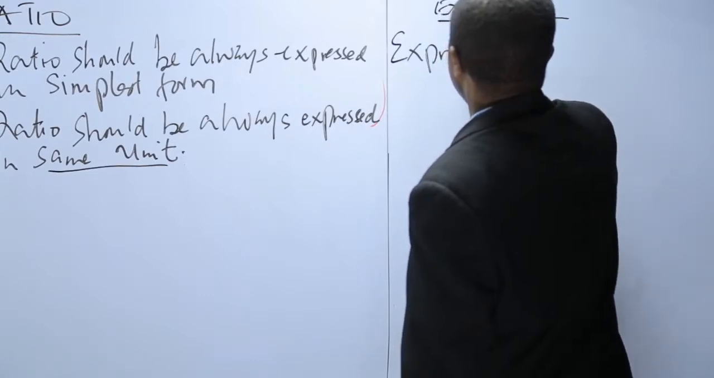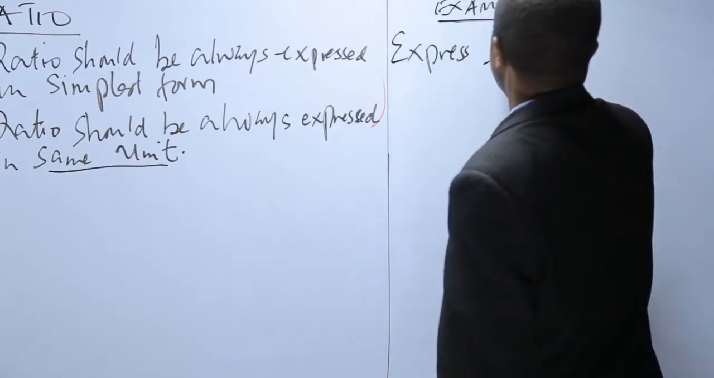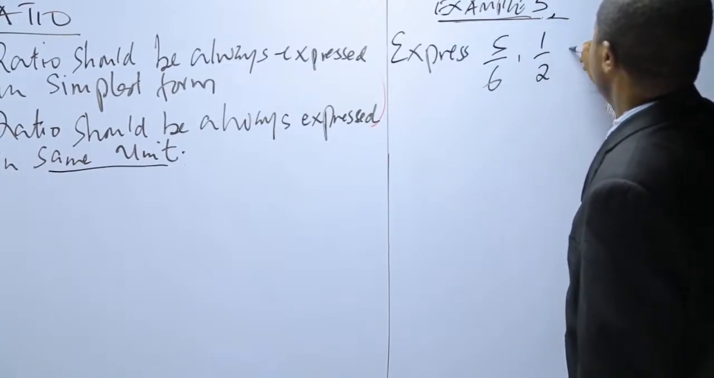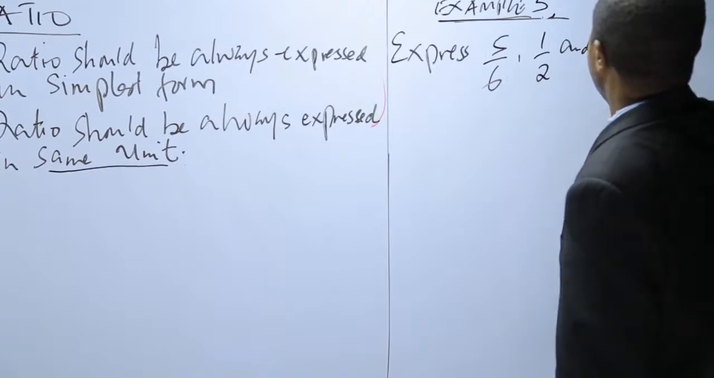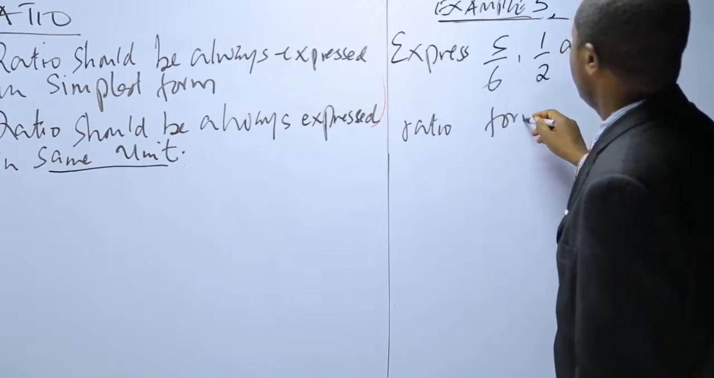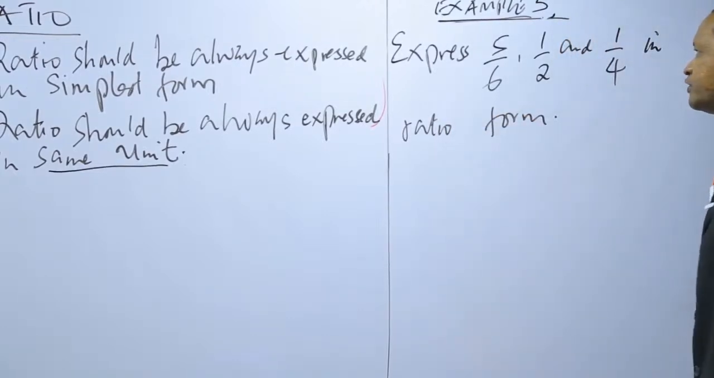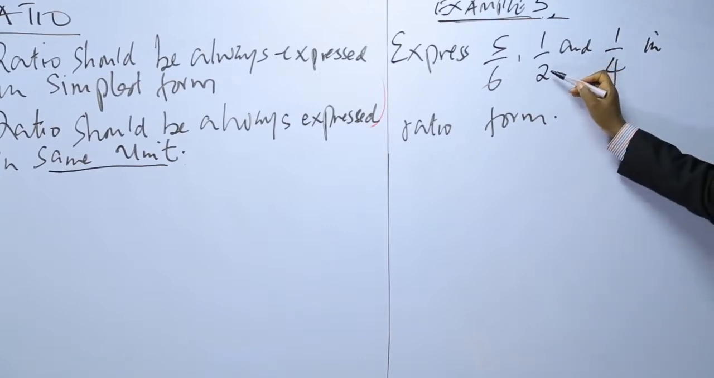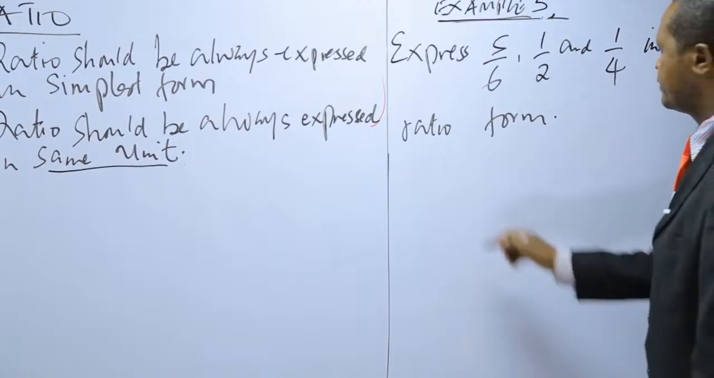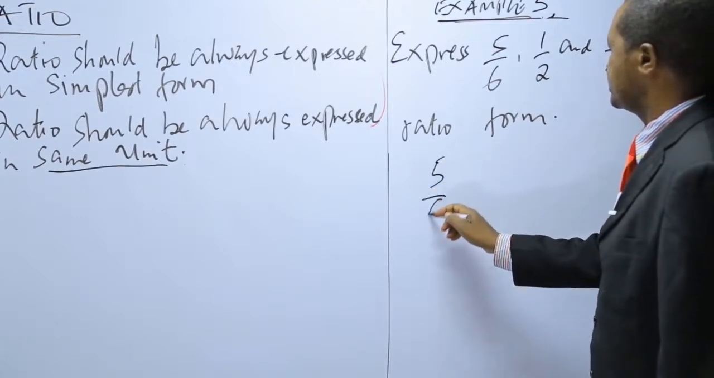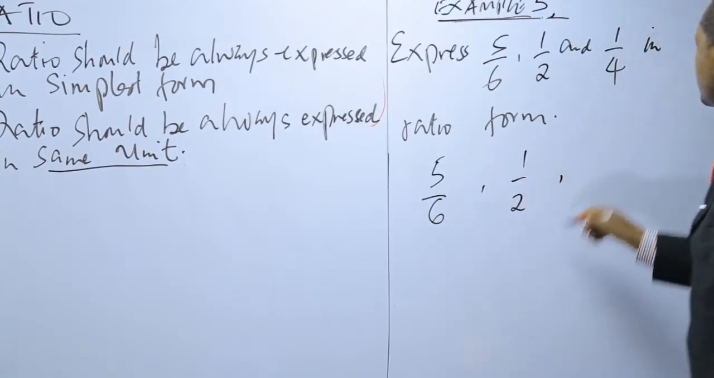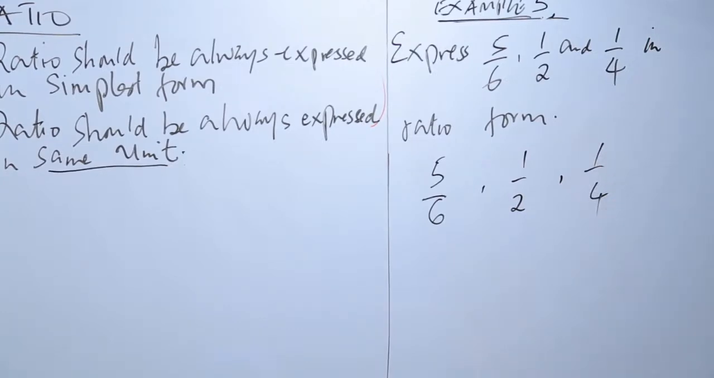Express 5 over 6, 1 over 2, and 1 over 4 in ratio form. Express 5 over 6, a half, and a quarter in ratio form. 5 over 6, 1 over 2, 1 over 4.